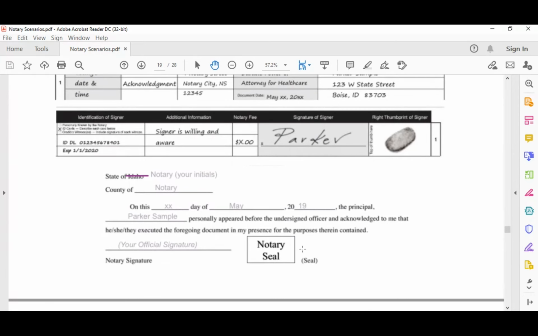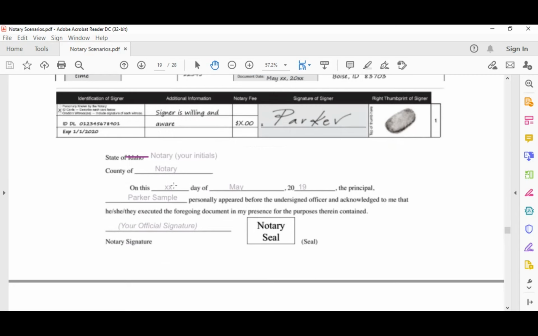Now, because we're having to correct this certificate state, you're going to strike a line through, put your initials, and then at the top here, you're going to put the correct state. Okay, and then county of, you're going to put the county where you are doing the notarization at the time. On this day of month, and then the year, the principal, which is the signer, personally appeared before you and acknowledged, and you're going to make sure you strike a line through whichever verb does not apply. And then you're going to sign and apply your seal.